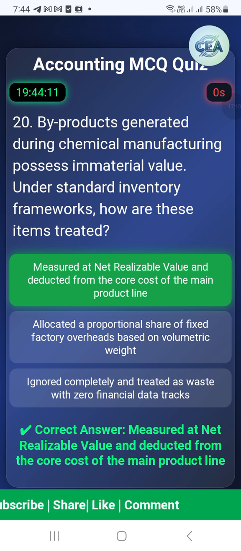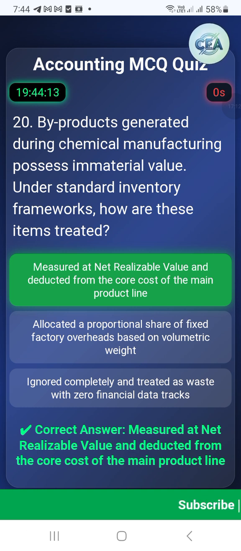Correct answer is measured at net realizable value and deducted from the core cost of the main product line.